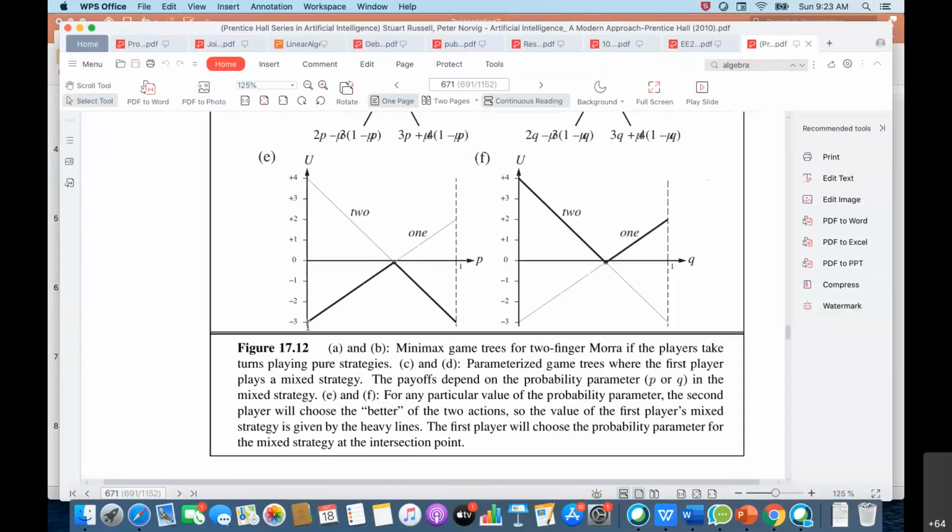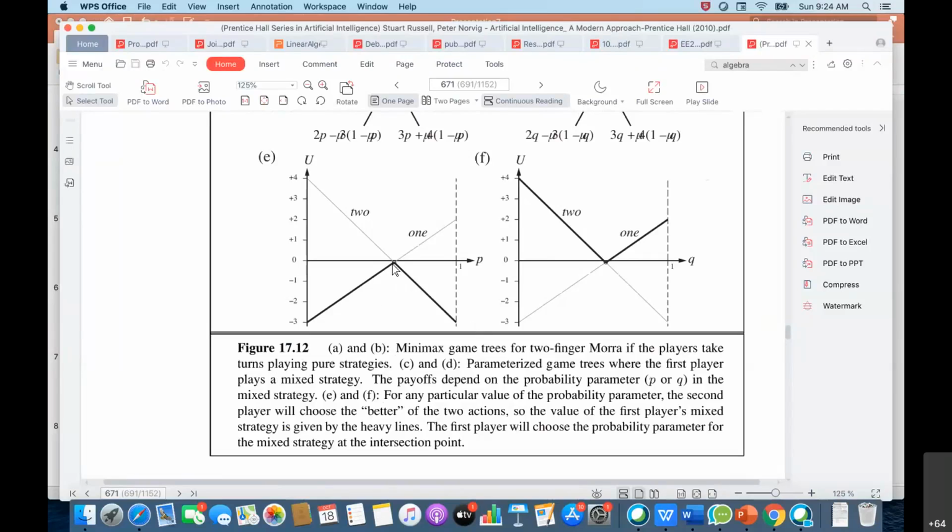If you see 2P minus 3 into 1 minus P, that is equivalent to 5P minus 3. Now for 5P minus 3, we should plot a line, and also for 4 minus 7P. Here it is equal to 4 minus 7P, so for 4 minus 7P there is going to be another line. And these are the two lines.